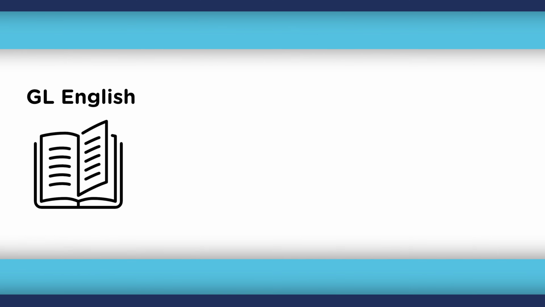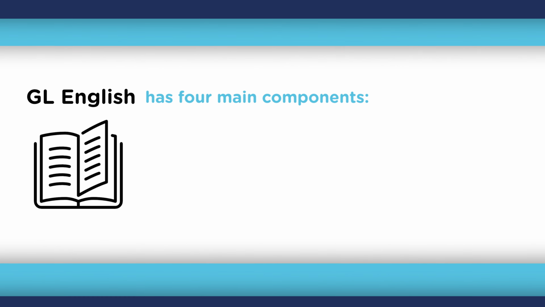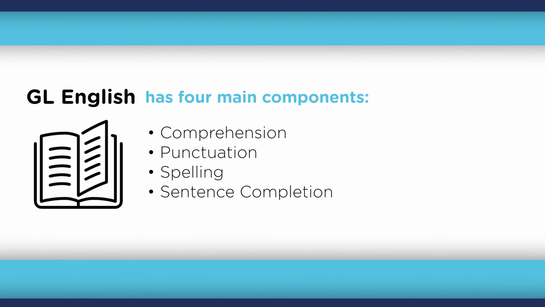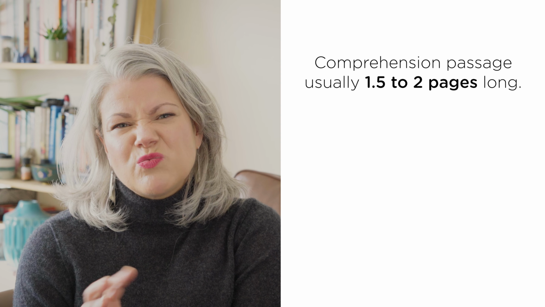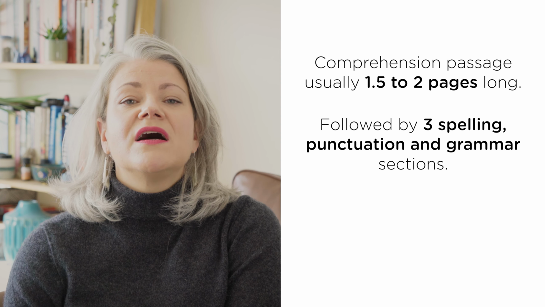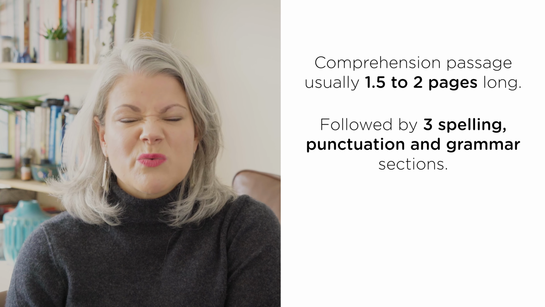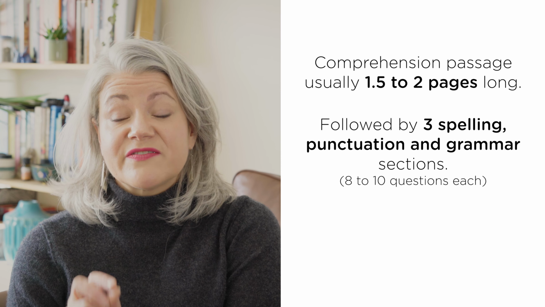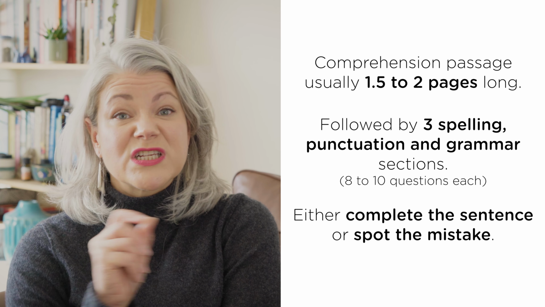GL English papers consist of 4 main components, and these are comprehension, punctuation, spelling and sentence completion. The reading comprehension usually includes a passage that's about 1.5 to 2 pages in length, followed by 3 spelling, punctuation and grammar sections with roughly 8 to 10 questions each. Now these questions take the format of either complete the sentence or spot the mistake.